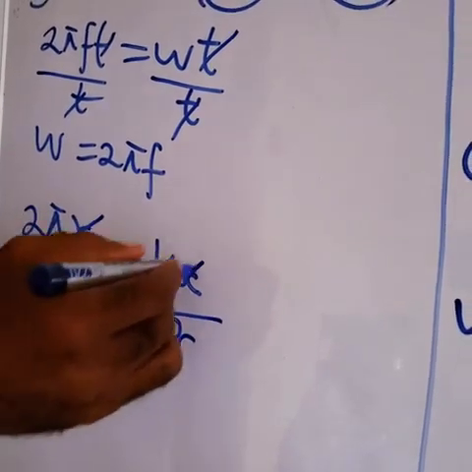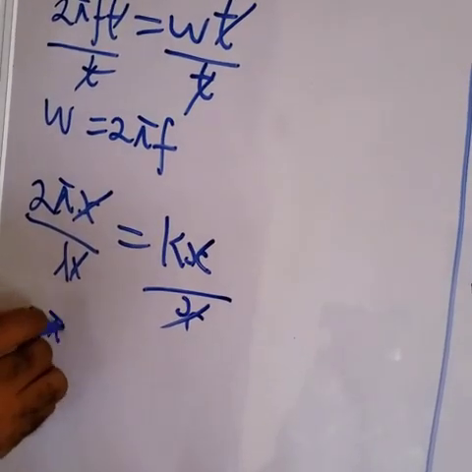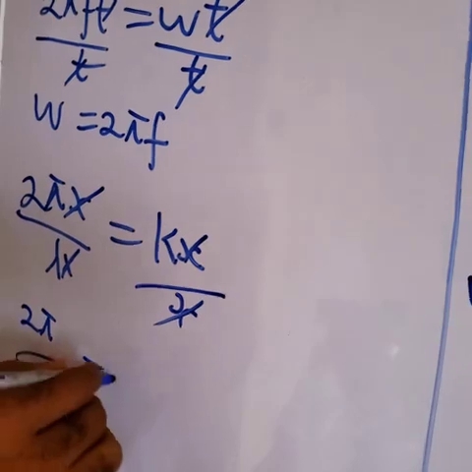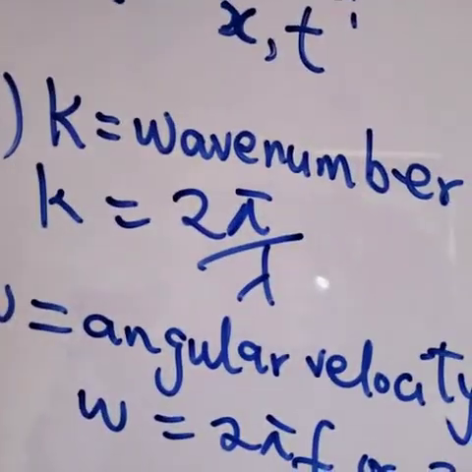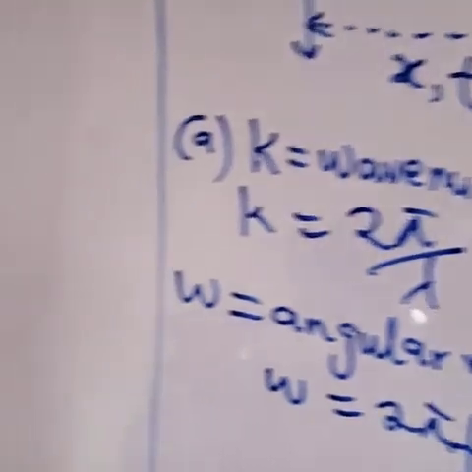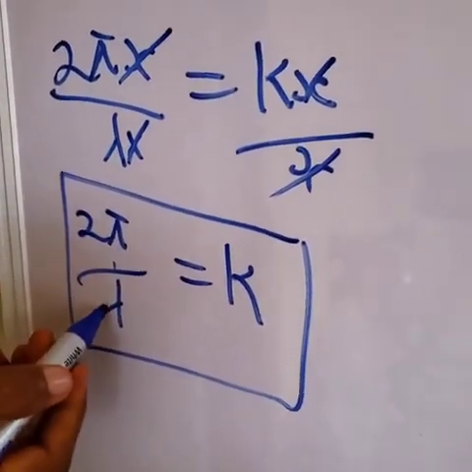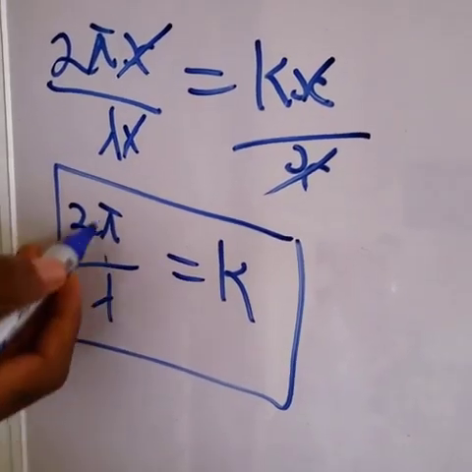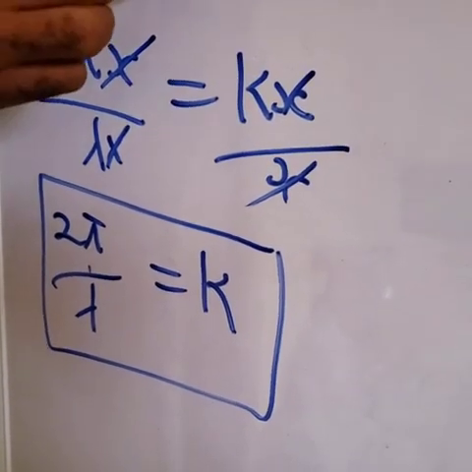This x will cancel, this will cancel. What do we have? 2 pi over lambda, which is equal to k. You see? So this is how we got the unit as per meter, because 2 pi is an ordinary number. Lambda, which is wavelength, is measured in meters. So 1 over meter is what we mean by per meter. And of course, 2 pi is an ordinary number.